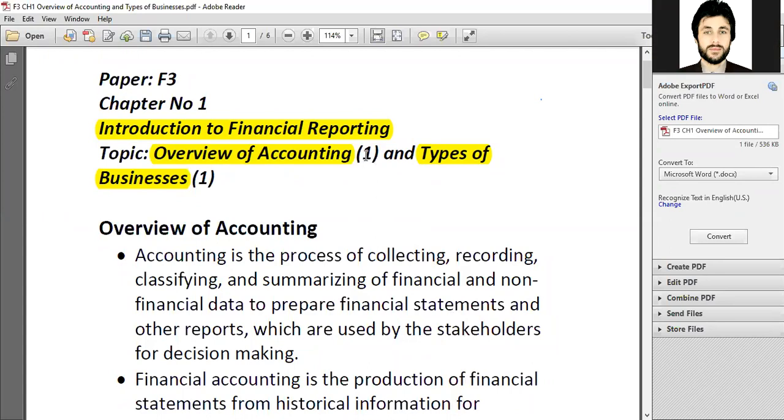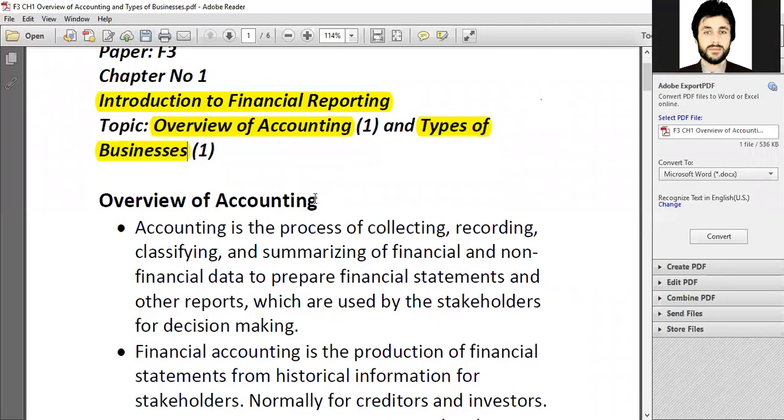We have studied about the intellectual levels in the previous lecture, that we have 3 levels. So one is the knowledge level. This topic we will only talk about the knowledge, the concept. There is no application or evaluation skills that will be relevant regarding the overview of accounting and types of businesses. Sir, it means one is equal to K. Knowledge level, yeah, K.